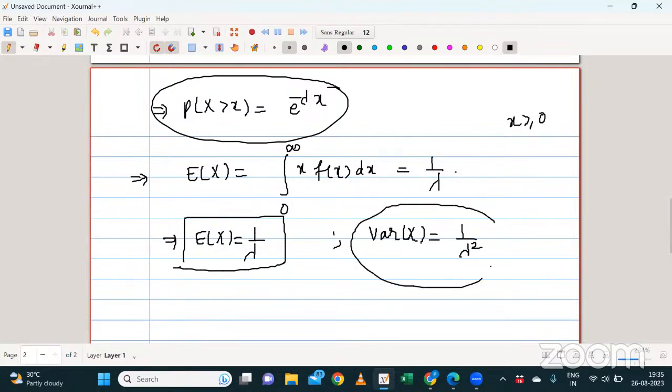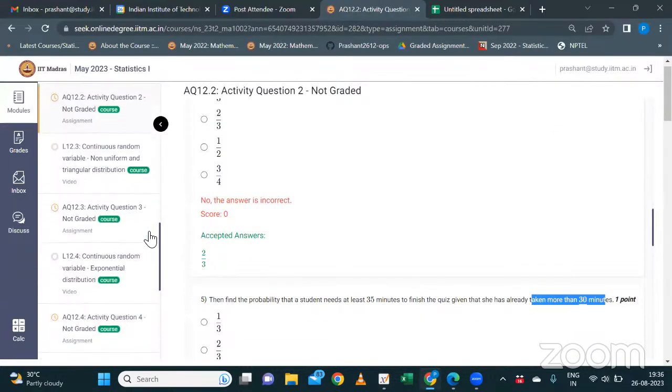This is something you can keep in your mind, for the exponential distribution, because sometimes lambda is not given to you; sometimes the average is given to you. So what you have to do is set 1 by lambda equal to the expected value. Okay, let me take one or two activity questions.